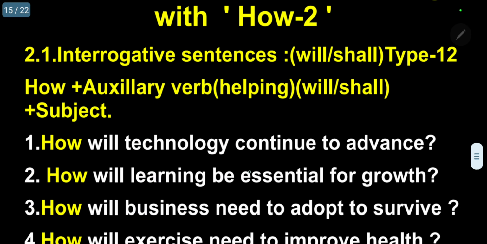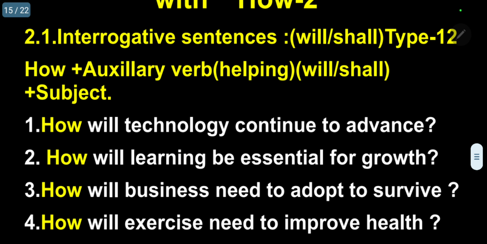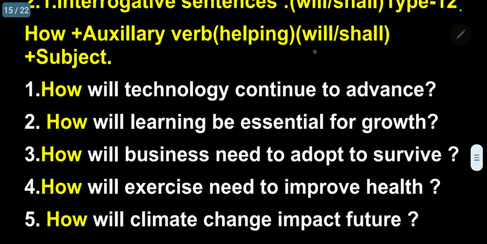Next, I'll go for the next auxiliary group, will and shall. Here I will use will. Kindly follow me. How will technology continue to advance? Please, students, remember this is called a secondary auxiliary or modal verb. They will not act as a main verb at all.